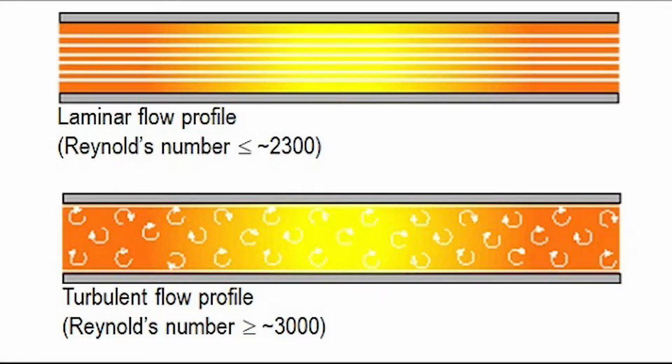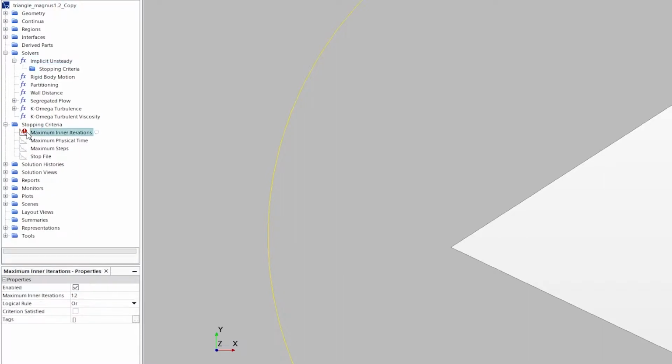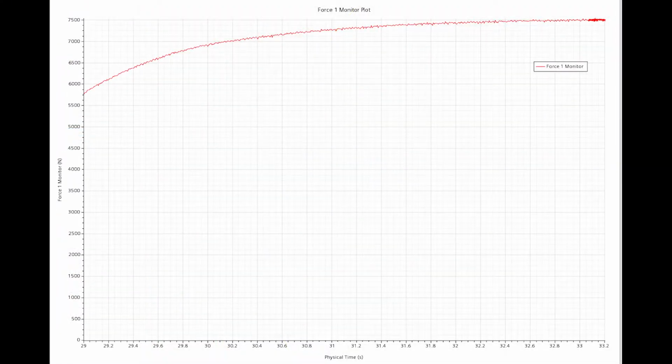We made it a turbulent model because the Reynolds number for our setup is about 1.6 times 10 to the 6th, right in the turbulent range. The time step was 5.5 times 10 to the minus 4 seconds, with a 12 inner iteration maximum. Each simulation was run until the lift monitor on the polygon walls converged to a relatively constant value. So we just ran the simulations until our lift monitor leveled out.